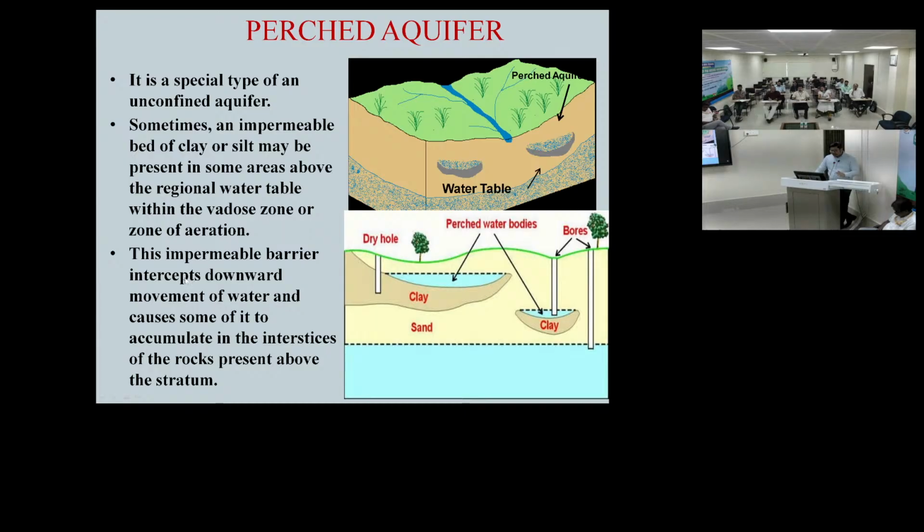This impermeable bed intercepts downward moving water and causes it to accumulate. So as there is rainfall, it will recharge, but in the lean season, it may get dried up. Sometimes you can see in a dug well also, if you observe, the dug well dries up in the lean season, but after rain it fills up. So this may be in the perched aquifer. Those are perched aquifers.